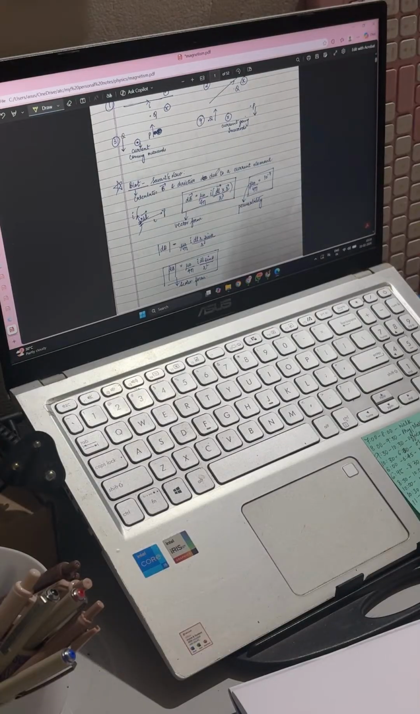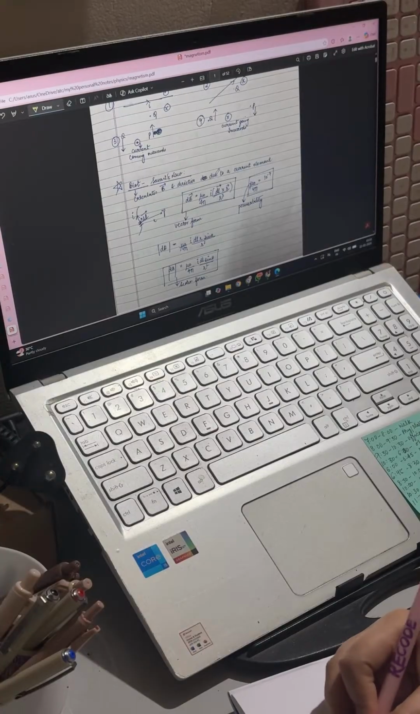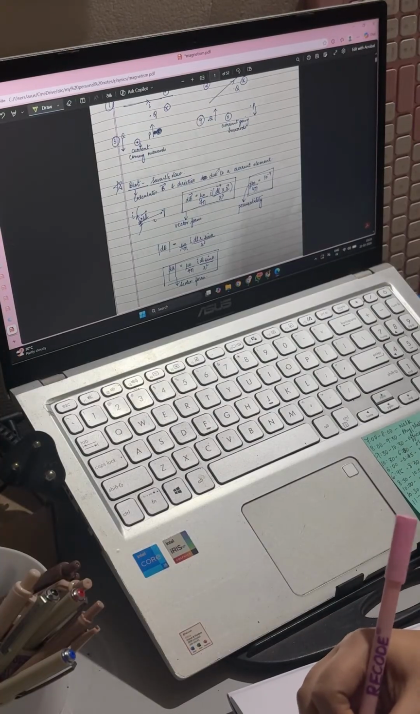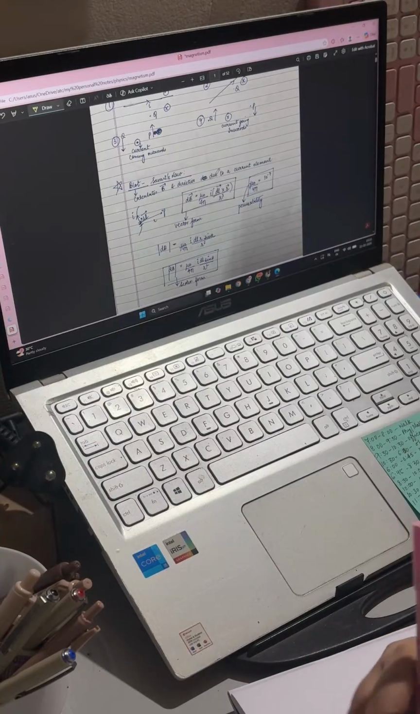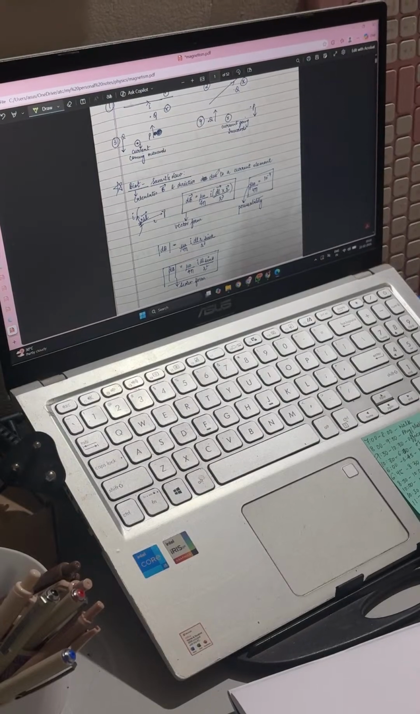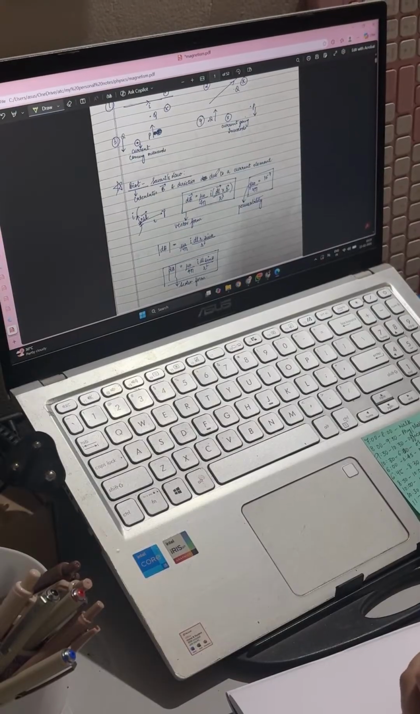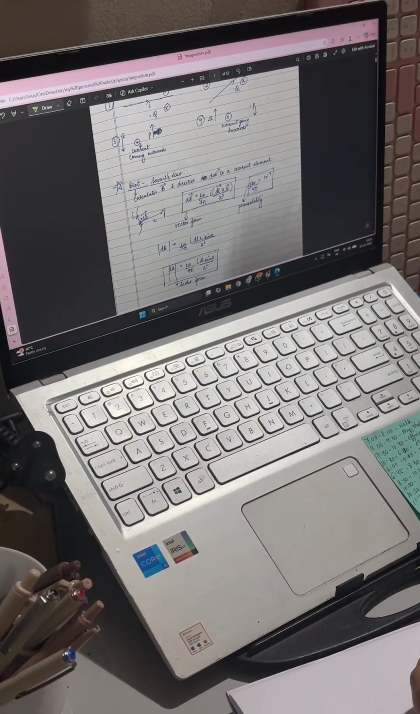We have one vector form in this, which is mu naught upon 4 pi, I dl cross r upon r cube. Here mu naught is 10⁻⁷, this side, and we have a scalar form, mu naught upon 4 pi, I dl sine theta upon r square. This is the scalar form.